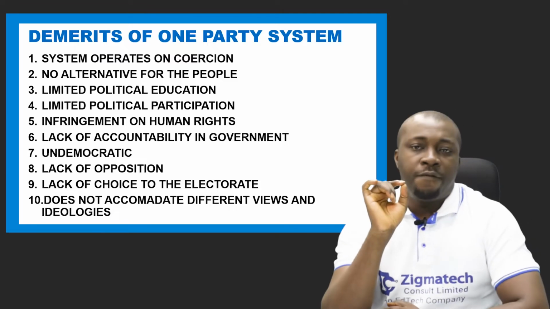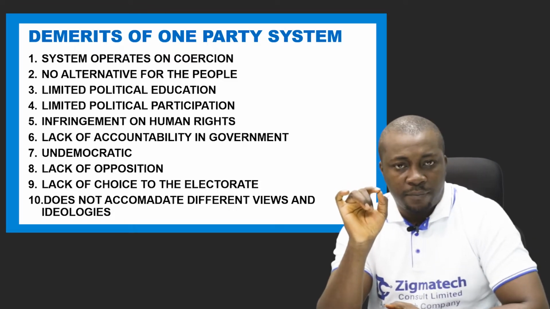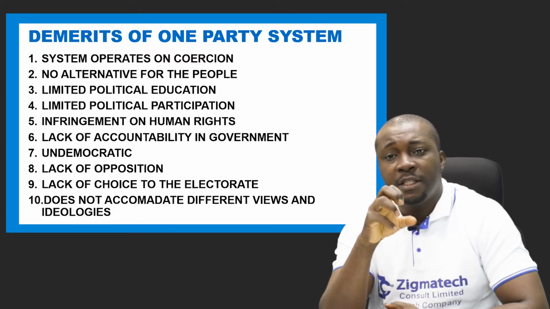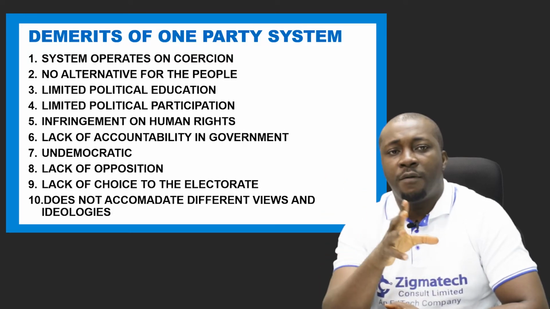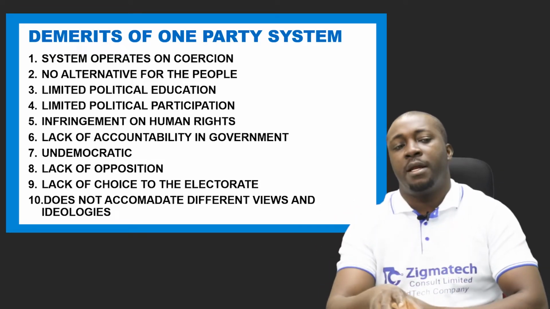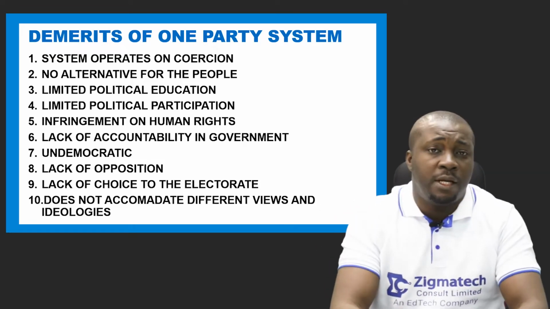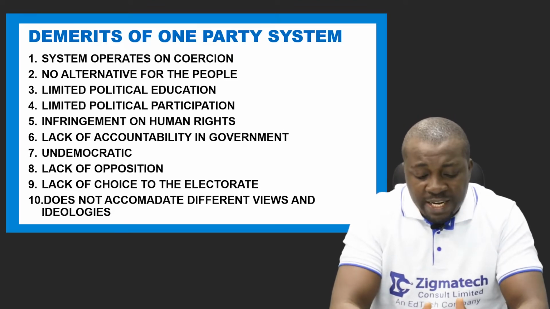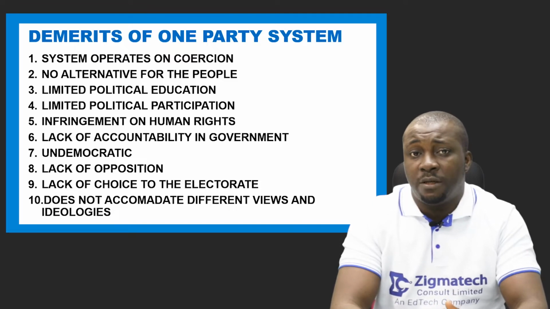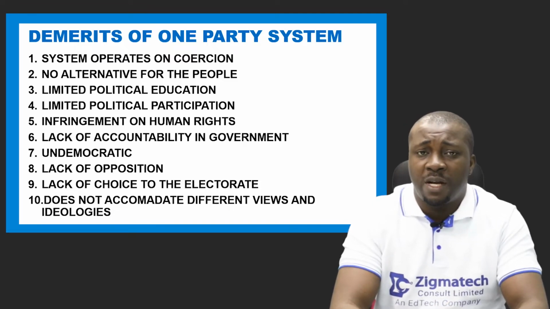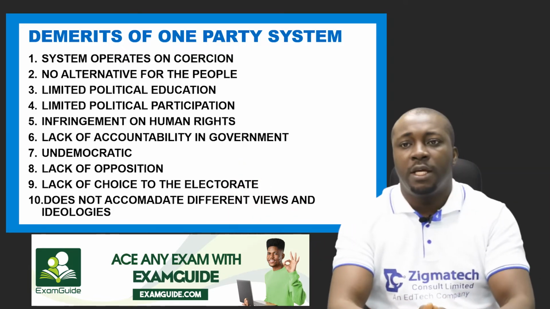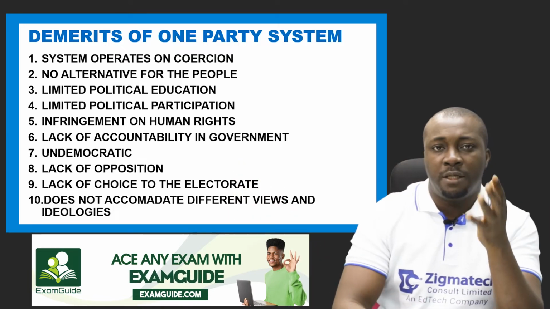It is an infringement on human rights. Why we say it's an infringement on human rights is that it limits what we call freedom of assembly and association, by making it that for you to operate a political party, it must be that particular party in power. So it's an infringement on human rights because people should have freedom of association to join any party of their choice.